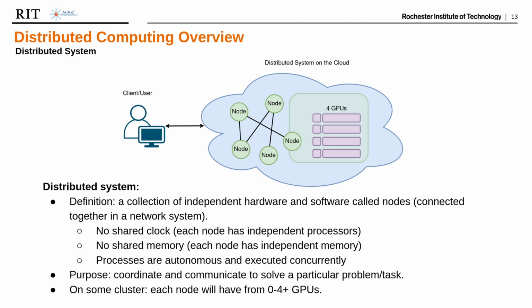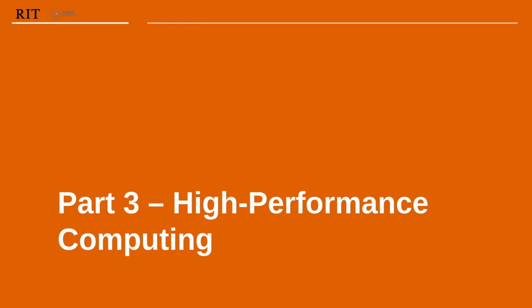Think of nodes like different computers that have different processors in there, different numbers of GPUs in there, and different numbers of CPUs in there as well. So the purpose of this is to use multiple nodes to solve a very large task that requires multiple computers to calculate. On some clusters, each node will have from 0 to 4 plus GPUs, but normally they will have 4 GPUs. Part 3, high performance computing.